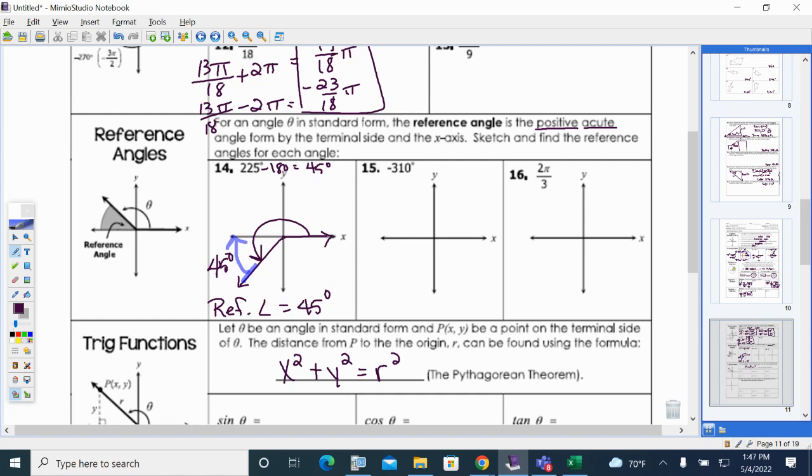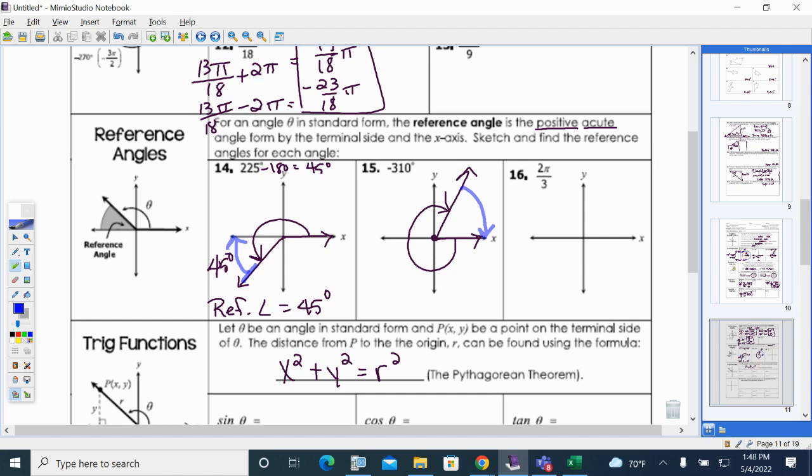310 degrees. Here's my vertex, my initial side. Negative 310 is not quite 360. There's negative 270. I think I need about another 40 degrees. So not quite halfway, but right there. So there's negative 310. Again, your reference angle is formed by that terminal side and the x-axis that it's closest to. So this terminal side is closer to the right side of your x-axis. So there's your reference angle, and you've got to figure out what that angle measure is.